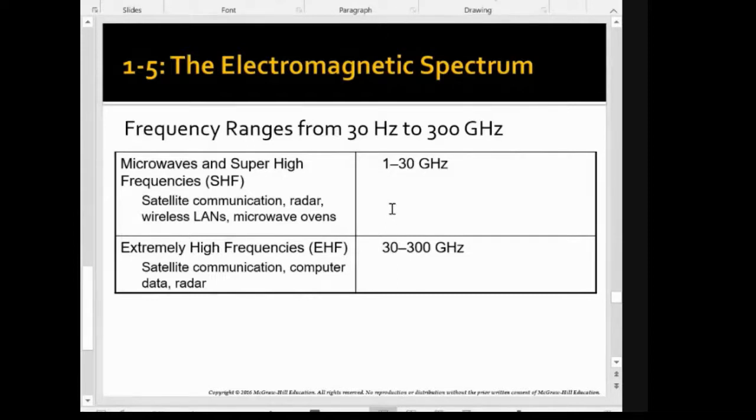So extremely high frequency, which is from 30 gig to 300 gigahertz. Also some of the satellite communication, some of the computer data, and also some of the radars. So those are radio frequencies or part of electromagnetic wave.